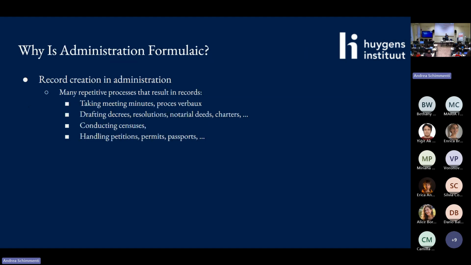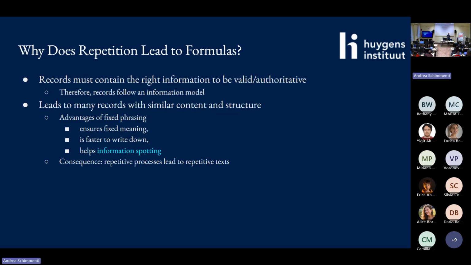So we started theorizing, okay, why would administration be very formulaic? Well, if you think about how records are created, they have a lot of repetitive processes doing the same task thousands, tens of thousands of times. And when you do things tens of thousands of times, you develop certain patterns. So you think about taking meetings and then process verbal, drafting all kinds of documents, handling all kinds of requests. This happens daily for a period of decades or centuries. And it really matters that they contain the right information to be valid or authoritative.